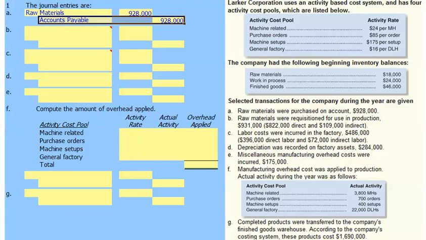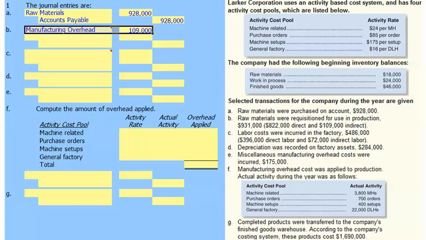Letter B, raw materials were requisitioned for use in production for a total of $931,000. $822,000 were direct materials and $109,000 were indirect materials. The indirect materials are debited or charged to manufacturing overhead, and when the direct materials are issued to work in process, we will debit work in process. And again, we're taking this out of our raw materials inventory, so we'll credit raw materials inventory for the $931,000.